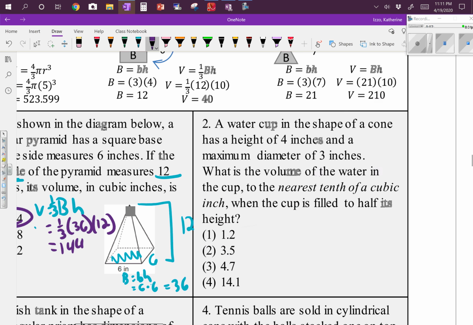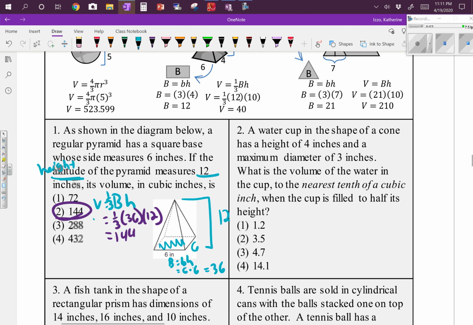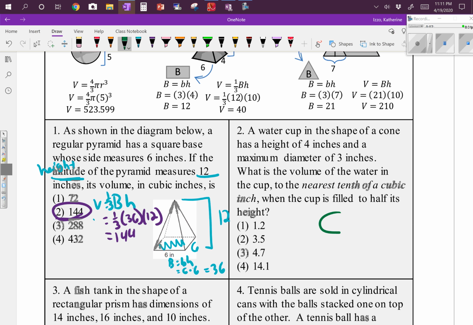Number 2. A water cup in the shape of a cone. Well, that's a poorly planned water cup, but okay. I've seen cone-shaped water cups before. They do exist. Has a height of 4 inches, a maximum diameter of 3 inches. What is the volume to the nearest 10th?